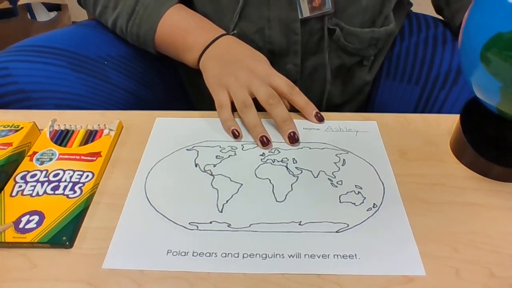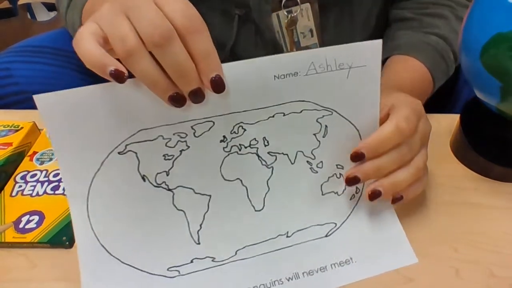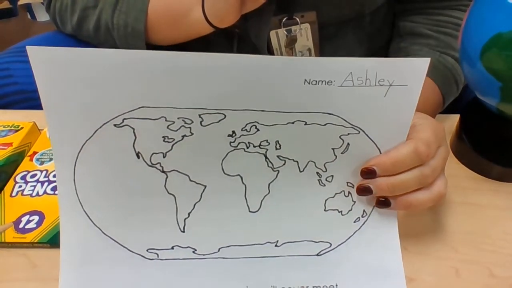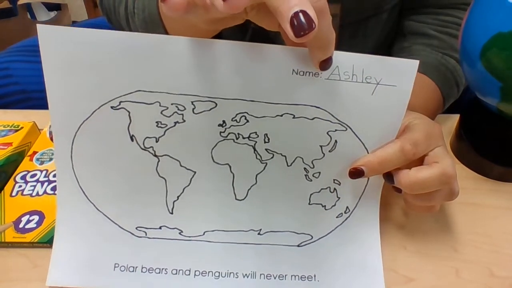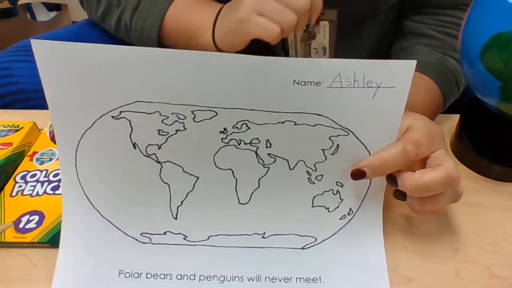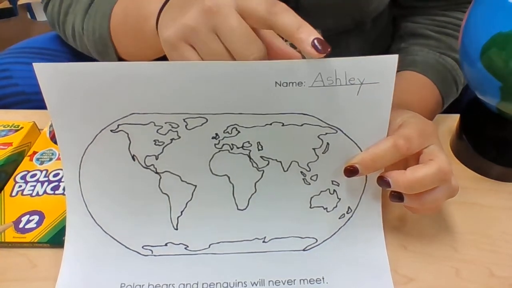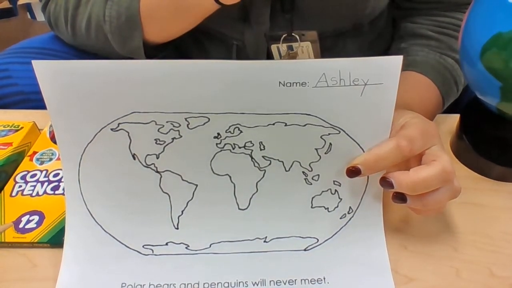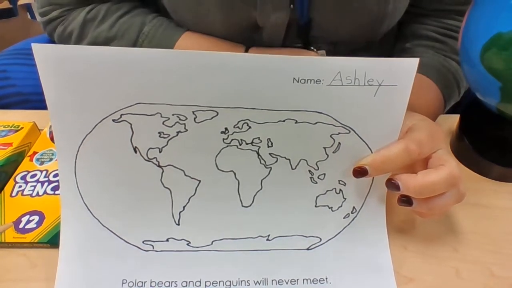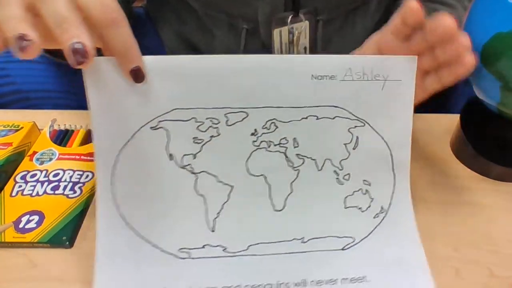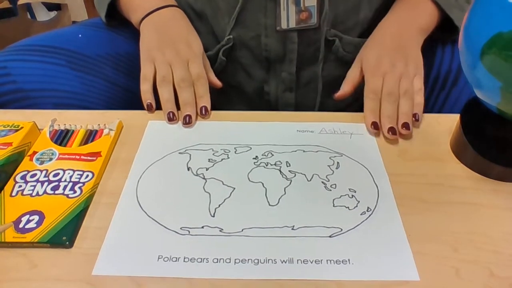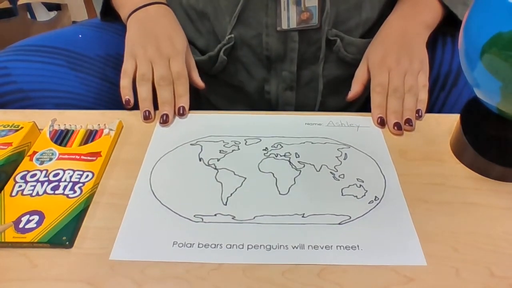Ashley. And I showed my friends last week how to write your name like an adult by starting with a capital letter, and then all the rest of the letters are lowercase in your name. And the reason we start names with capital letters is because your names are special. So anything that's very special has to start with a capital.